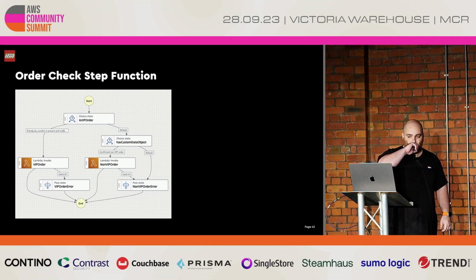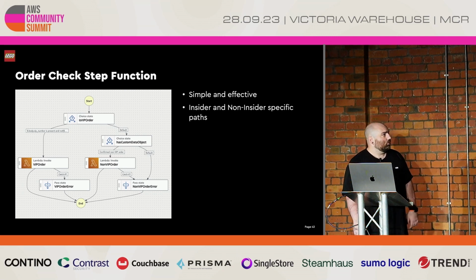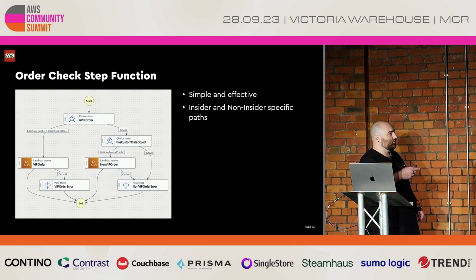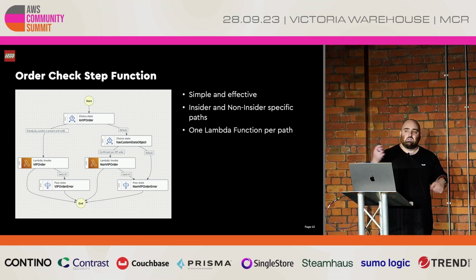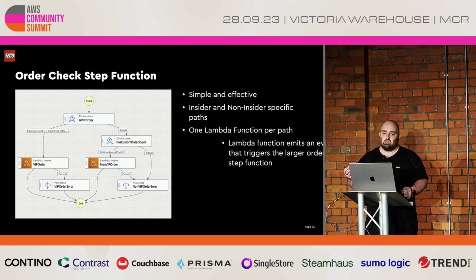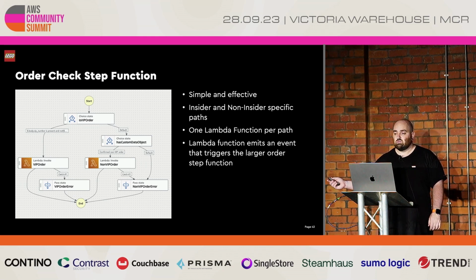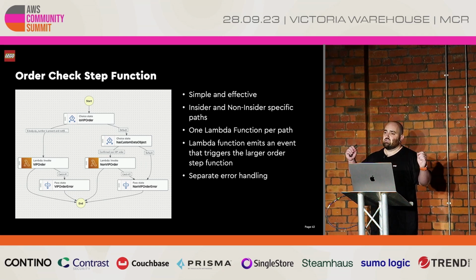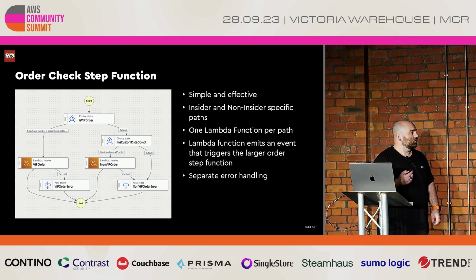So this is an actual screenshot of that express step function. You can see that it's simple and effective, not really much to it. You've got two paths, one path coming down for the insider orders, one path for the non-insider orders. And you've got one Lambda function per path that will run the dedicated logic for each one. And then from that, they'll emit an event that will then trigger that larger step function. And each one also has its own error handling, so then we can be really specific on how we handle the errors because they need to be different based on the insider or non-insider status of the order.